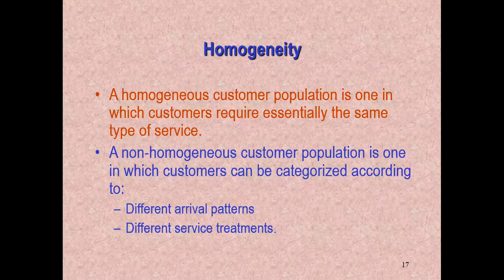You can see they try to do that a little bit at Walmart. They say, hey, this express line, these are 20 or under people, so they require about the same type of service. Generally speaking, sometimes 1 item, sometimes 19 items. And the big orders go this way. So homogeneity has to do with how things are the same, okay? The degree of sameness among the customers. A non-homogeneous customer population is one in which customers can be categorized according to different arrival patterns or different service treatments. You know, one takes longer to serve than the other, okay?